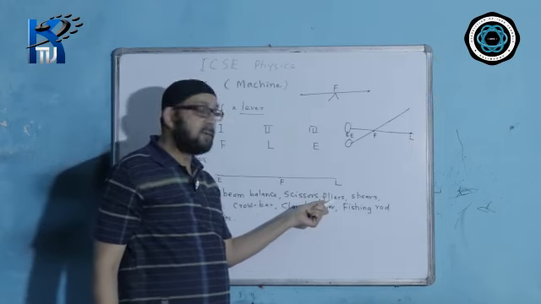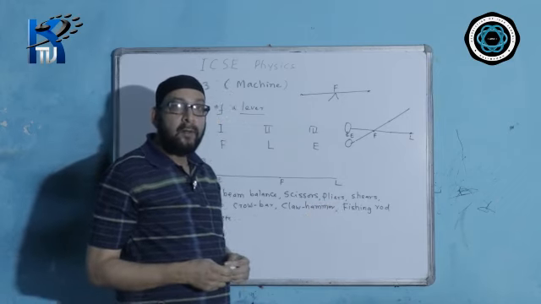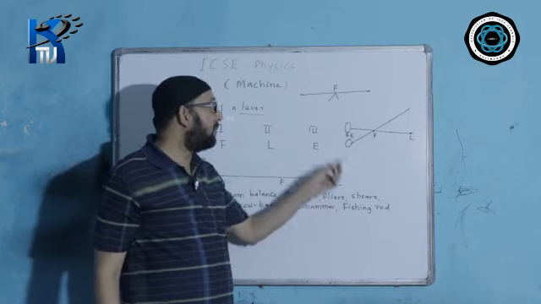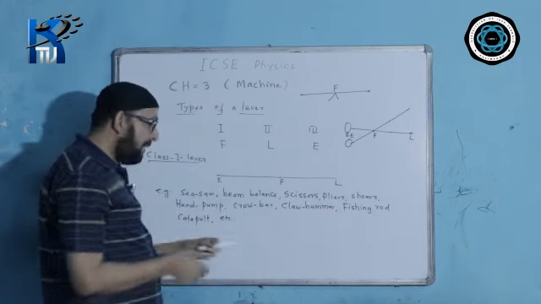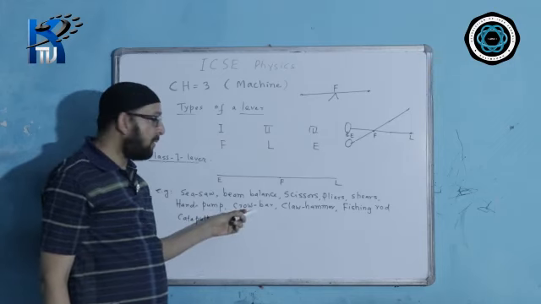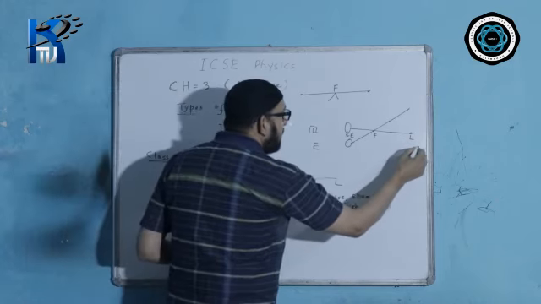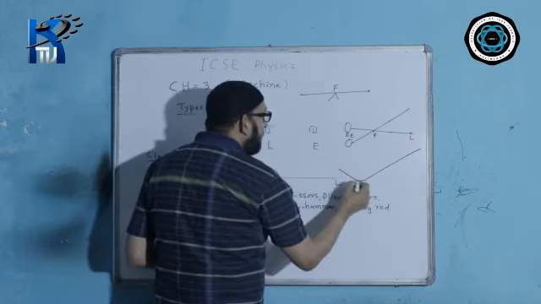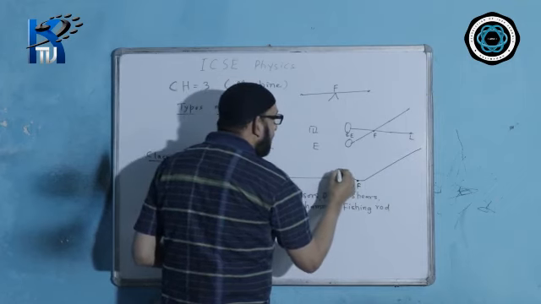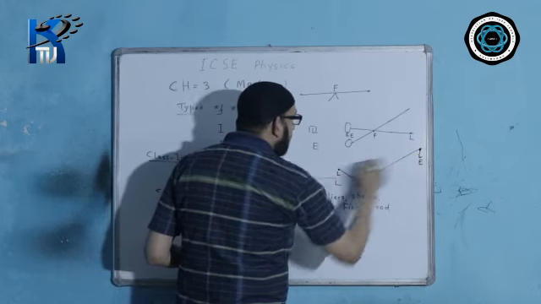Pliers are also an example of class 1 lever. Shears are also used to cut metal sheet, and are also an example of class 1 lever. Hand pump is also an example of class 1 lever. Crowbar is also an example of class 1. What is a crowbar? A crowbar is a long rod which is bent at the tip. The fulcrum is here. Here we keep the load, and here we give the effort to overcome the load.